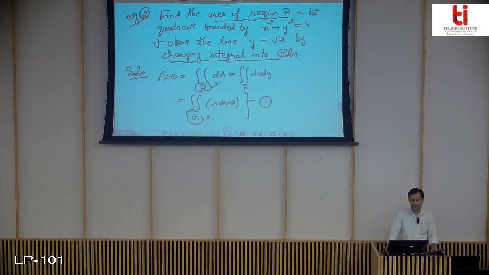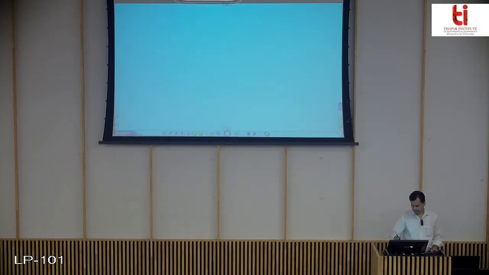Just for that we need only the limits of integration in polar, and for that we need the region of integration. So the region of integration is given as this one: in the first quadrant, bounded by x square plus y square equals 4, and above the line y equals root 2. So let us see what the region of integration comes out to be.